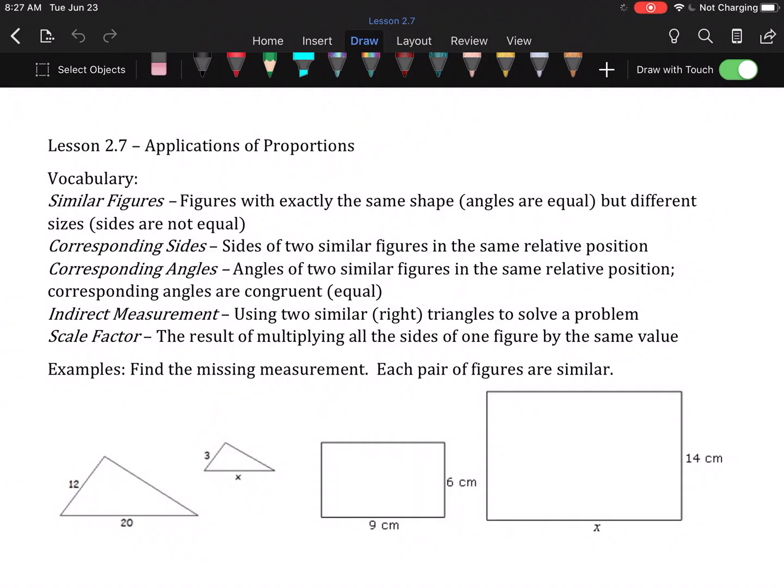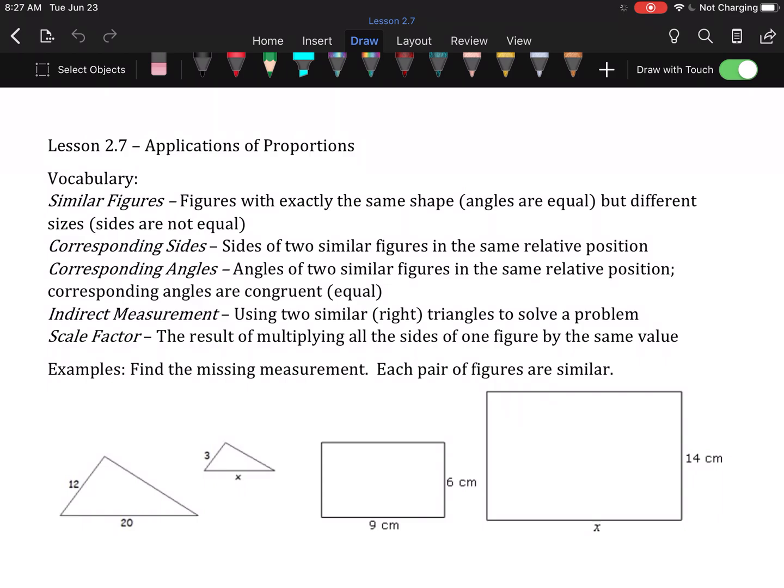Okay, so now we're going to use proportions. Today we're going to talk about similar figures, primarily. Similar figures are figures that have the same shape, which means their angles are all the same, but different sizes, which means their sides aren't equal. They are proportional.